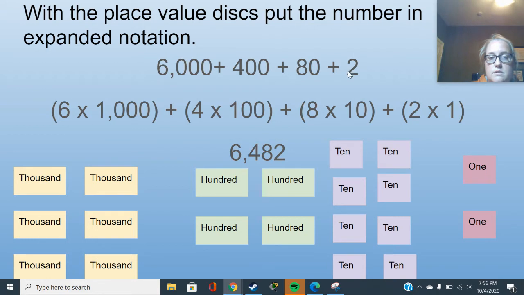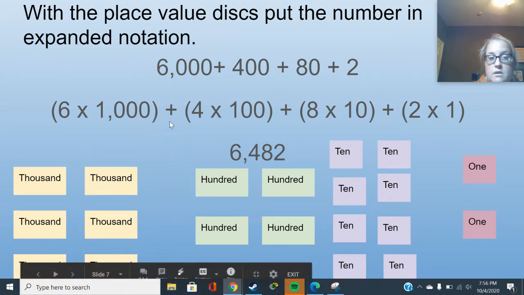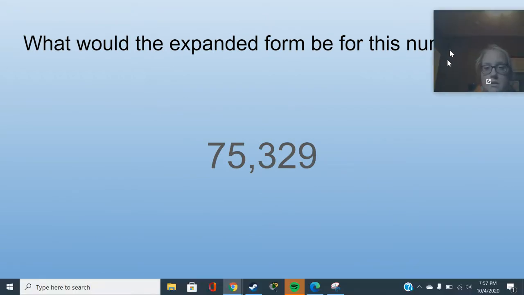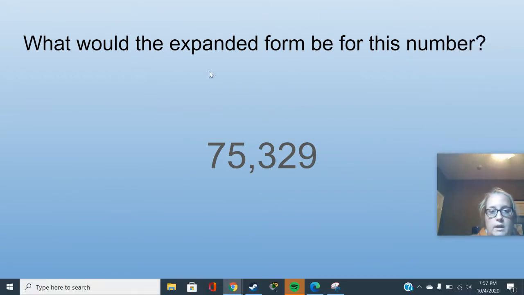Again, you're able to use expanded form to help you. You're able to use your place value chart, which is not on the screen. And you're also able to use the place value discs to help you with that. So that being said, let's try another example. This one's going to be a little bit harder, and that's okay. We're just going to add one more place to it, but we're going to do the same process. So what would the expanded form be for this number?